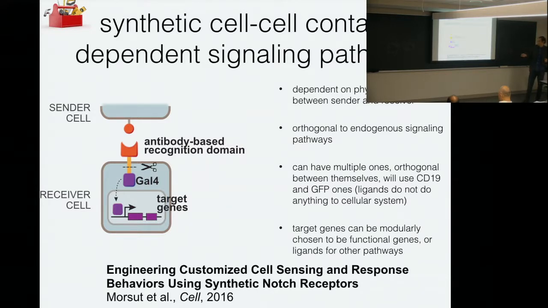And we are going to use two in this system. One is against GFP, and one is against CD19. These ligands won't do anything to the cells by themselves. It doesn't really matter for the purpose of the communication what these ligands are. And as target genes, we've used either cadherins, or other ligands of these synthetic pathways, so we can build a multicellular network.